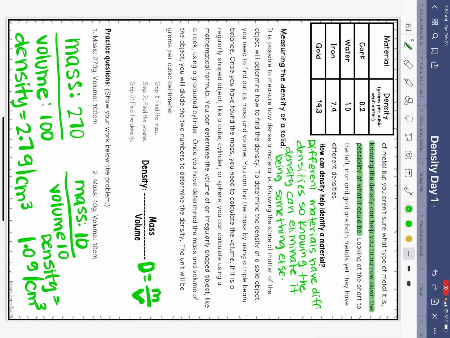All right, so we have practice questions, show your work. Mass, 270 grams, volume is 100 centimeters. All right, so let me change my color here. All right, so the mass we said is 270. Mass is 270, volume is 100.